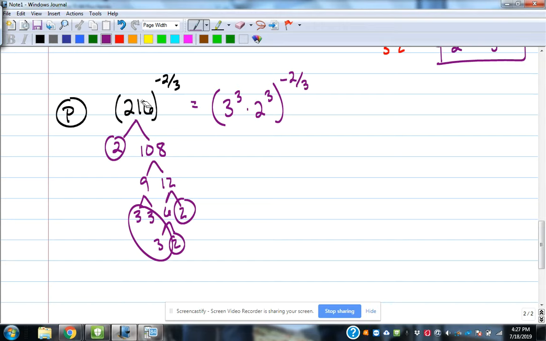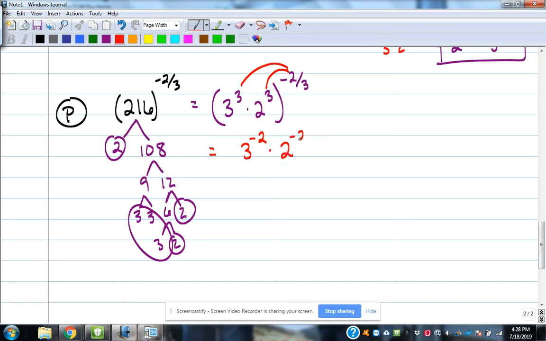So what we've done is taken 216 and broken it down as its factorization. And then the rule is that you multiply those exponents together. And if I multiply negative 2/3 times 3, that's going to give me 3 to the negative 2 times 2 to the negative 2.